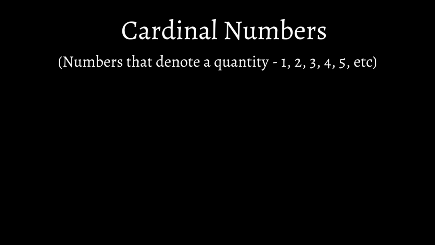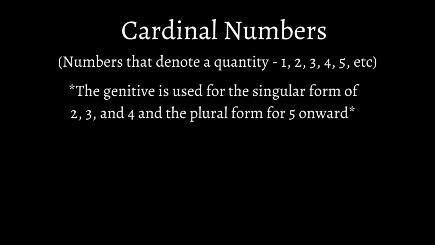Cardinal numbers are numbers that denote a quantity, such as 1, 2, 3, 4, 5, and so on. In Russian, these numbers are 1, 2, 3, 4, 5, and so on. The genitive case is used for the singular form of 2, 3, and 4, and the plural form for 5 onward. The reason why cardinal numbers are vital in the genitive is because they are connected to possession and absence. It is possible to use denial with possession and cardinal numbers with denial and possession.